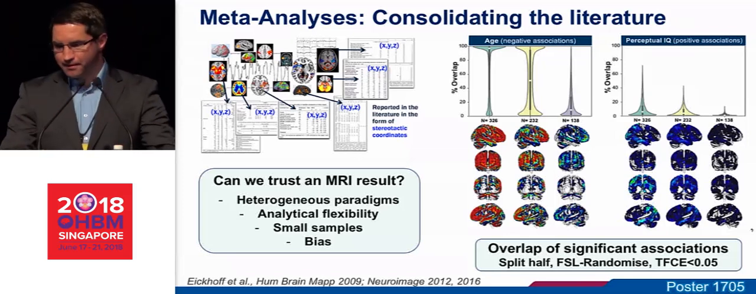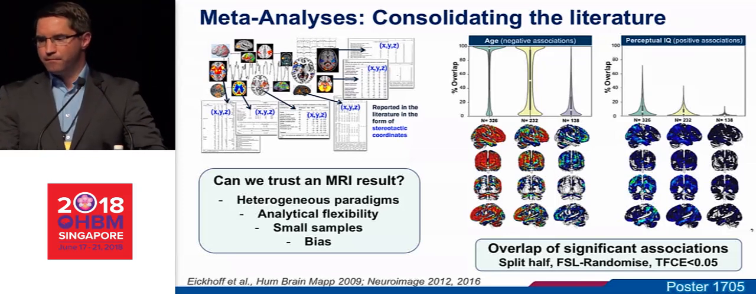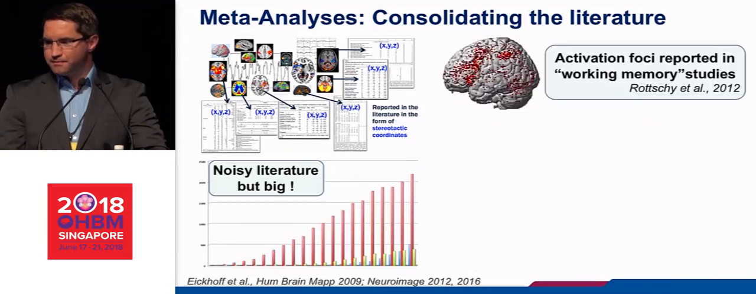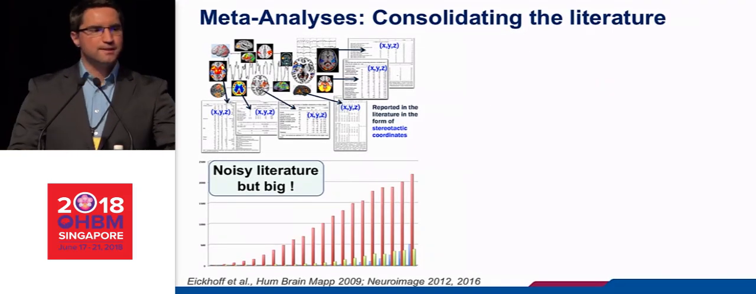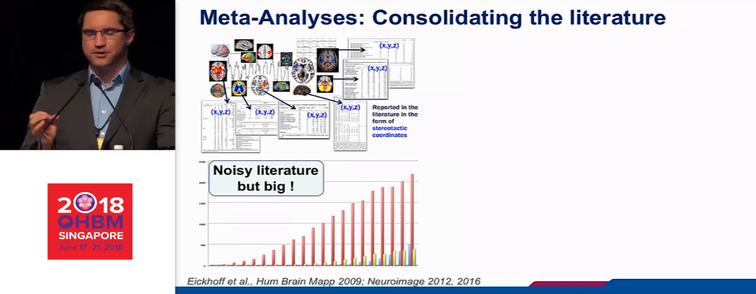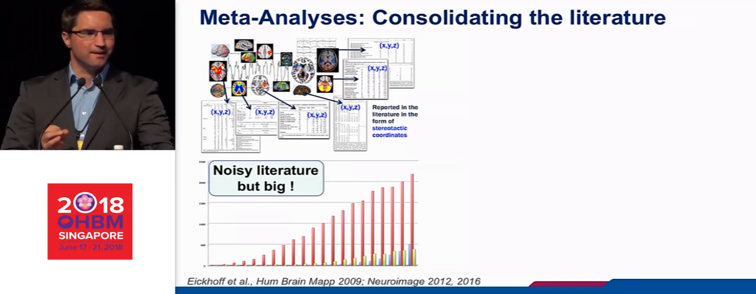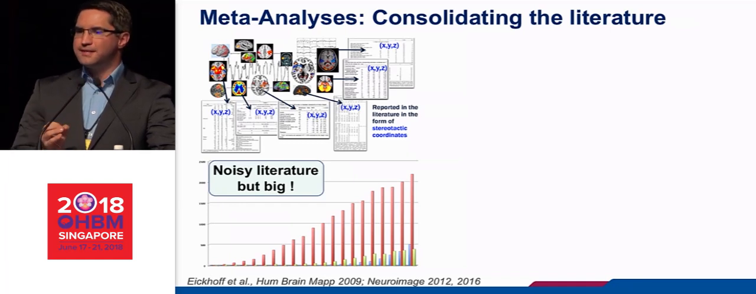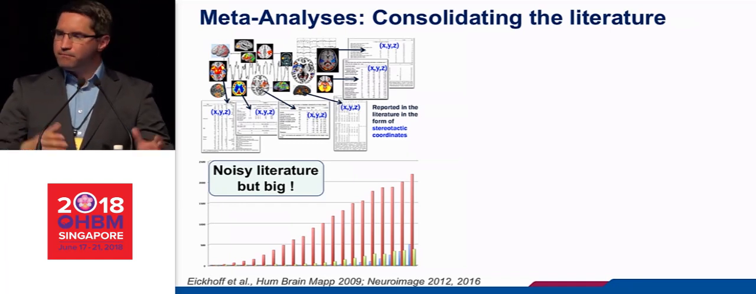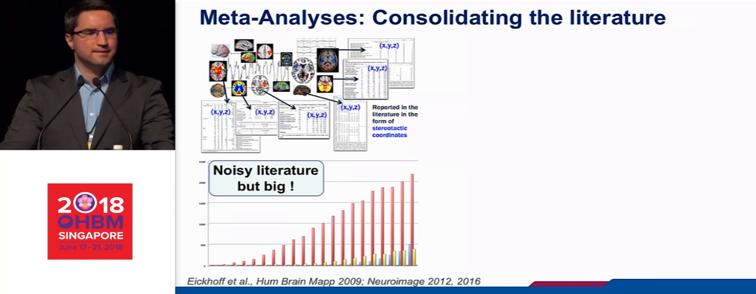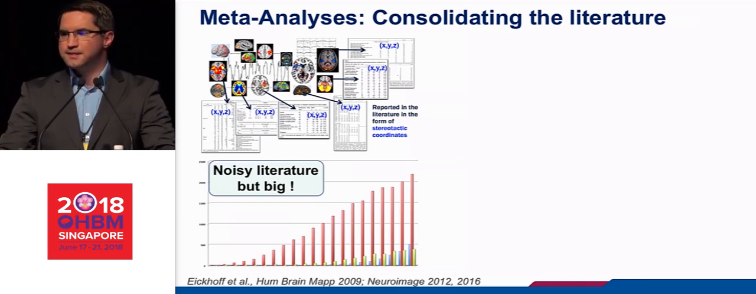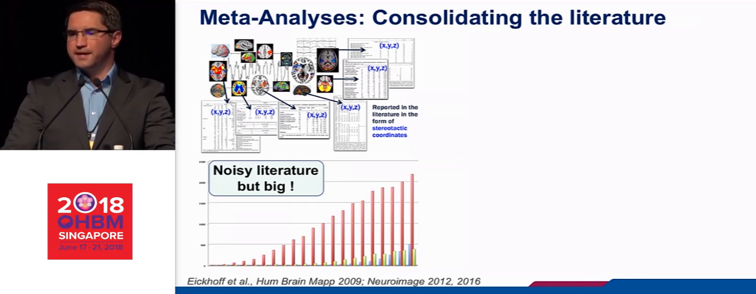The thing is, however, that this pointer really doesn't work well. We have a noisy, but also a really big literature. There are way more than 30,000 fMRI studies by now. Well, if we can't trust a single study all that much, maybe across studies, something that is robust, that comes up over and over again, that's something we should probably be able to trust a bit more. And this is the field of neuroimaging meta-analysis.